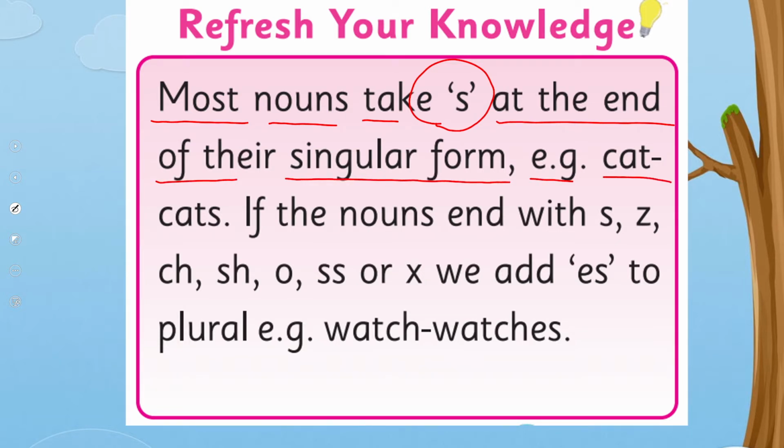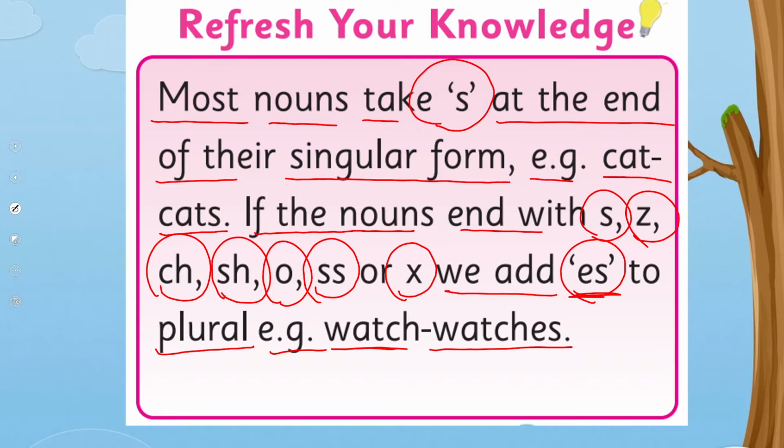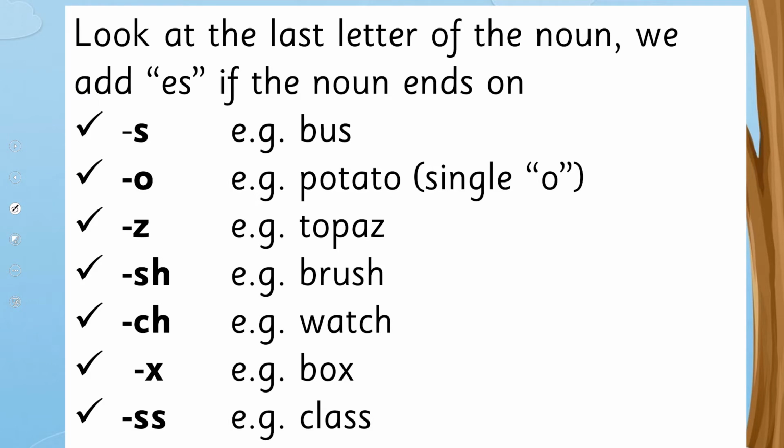For example, cat, cats. If the nouns end with s, z, ch, sh, o, double s, or x, we add es to make the plural. For example, watch, watches. Remember, these two rules we have already learned and practiced. So let's see them again. The first rule is we just add simple s to make plural, and the second rule is we add es.